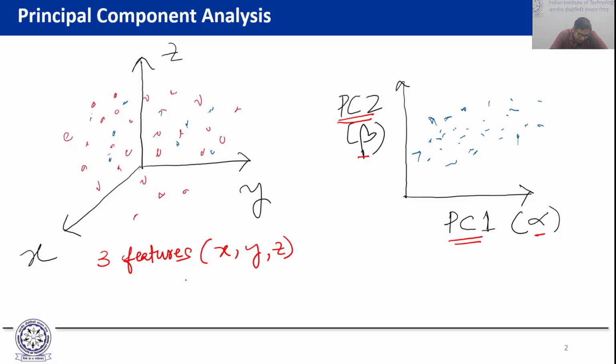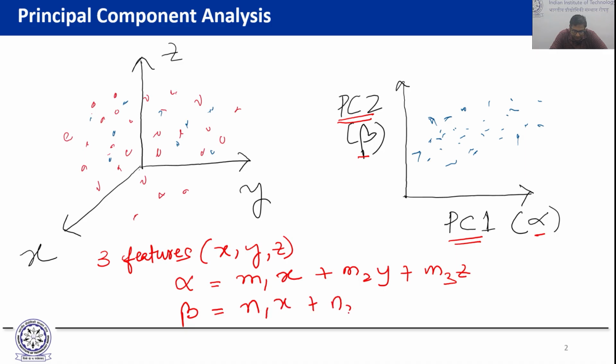Many times this principal component analysis will basically find you some sort of relation which goes like alpha is m1x plus m2y plus m3z. So basically the principal components are now becoming a linear combination of the initial set of features that you had. And similarly beta might end up becoming n1x plus n2y plus n3z.